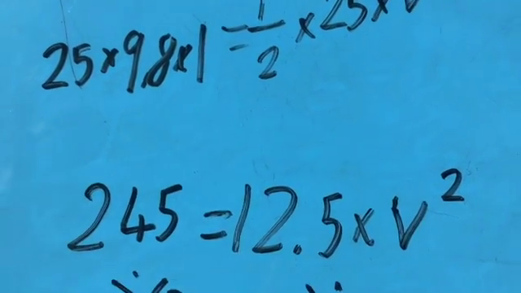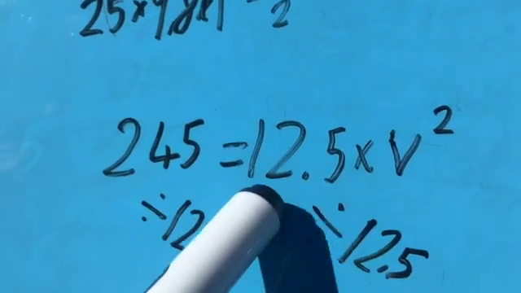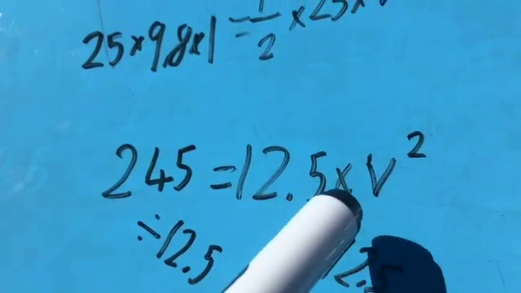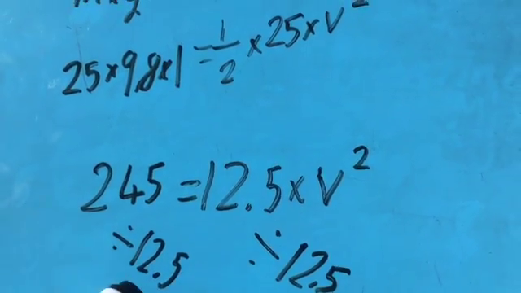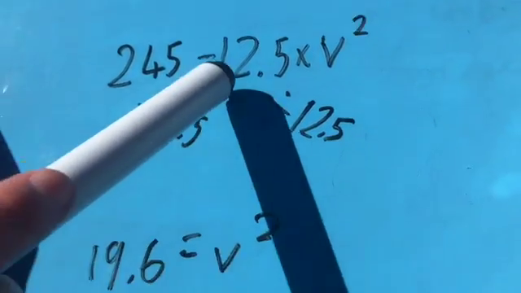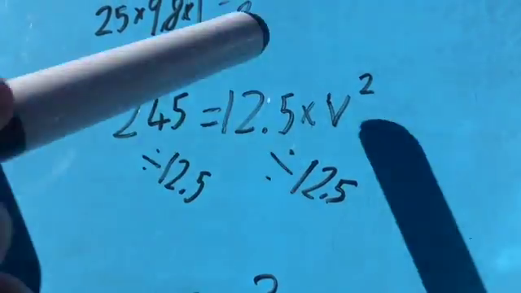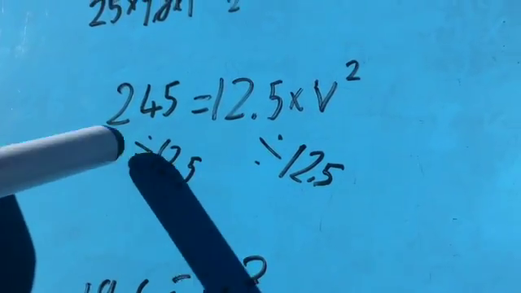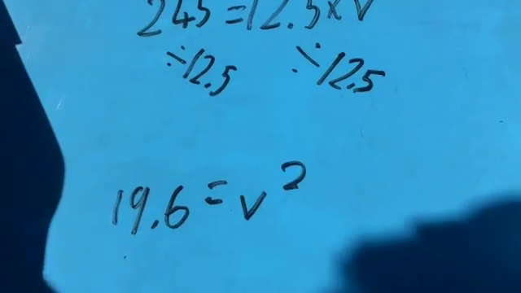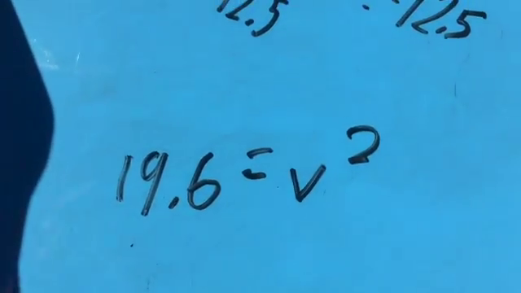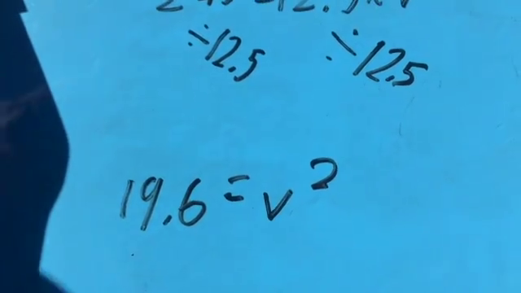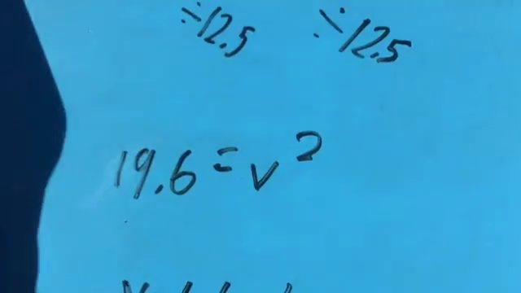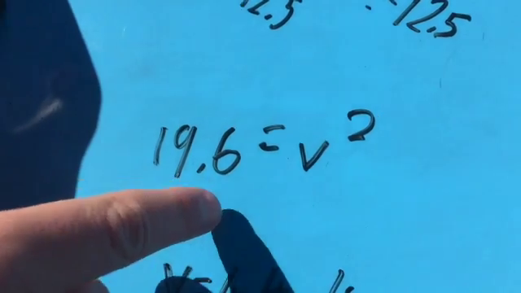Then, using a bit of algebra, we have 12.5 times velocity squared, and we divide both sides by 12.5. That gets rid of the 12.5 times, and you just need to divide 245 by 12.5. Well, lucky we have calculators. That is 19.6. What it leaves is 19.6 equals velocity squared.